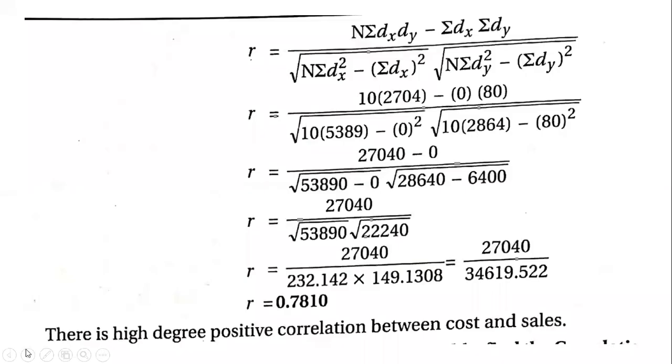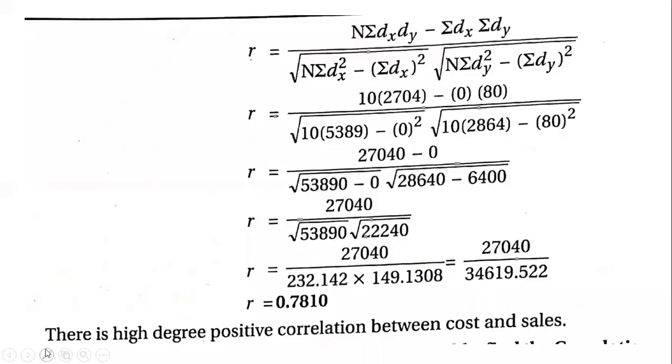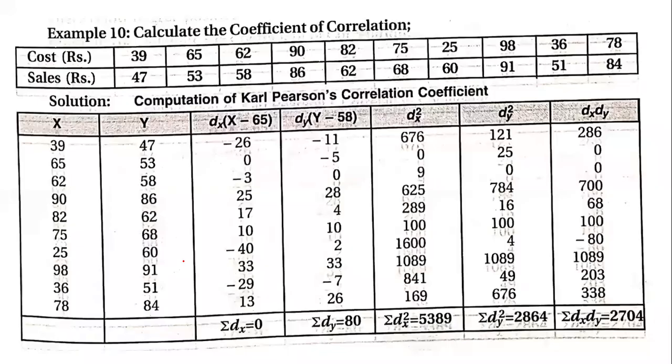Okay, so we are learning the conclusions for this problem. We'll just go through the problem once. They're asking us to calculate the coefficient of correlation, and they've given us cost as well as sales. So let us assume cost to be X and sales to be Y. This is what we are assuming.